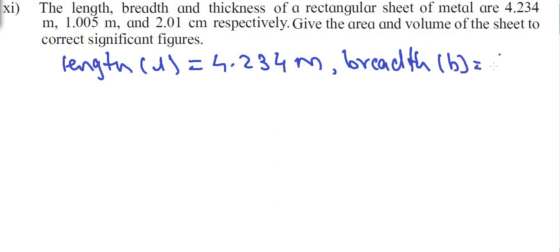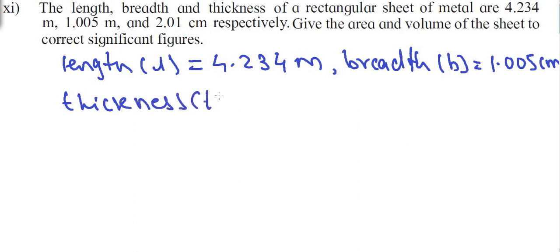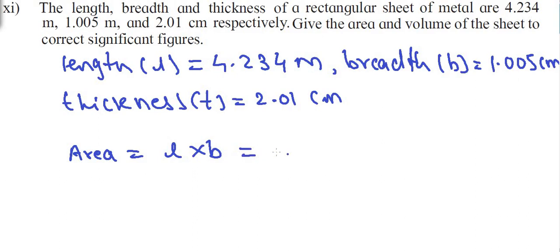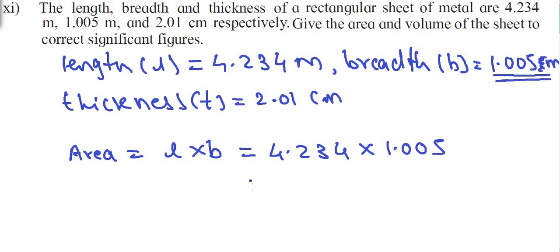Next, breadth is given. Breadth B equal to 1.005 centimeter and thickness is given. Thickness T is equal to 2.01 centimeter. Okay. Now area is equal to length multiplied by breadth. That is equal to 4.234 multiplied by 1.005 meter. This is meter, 1.005.